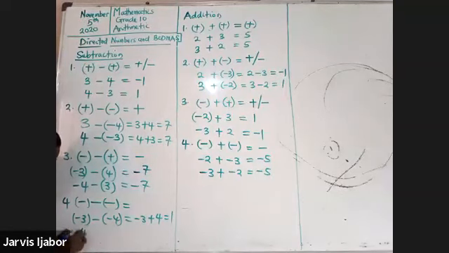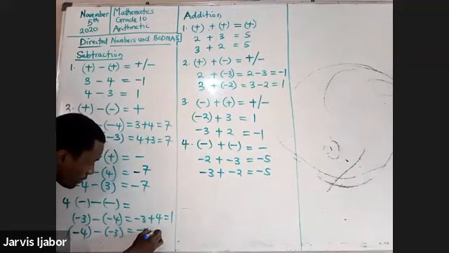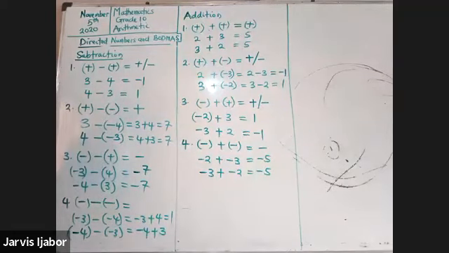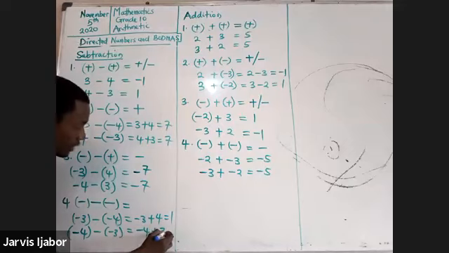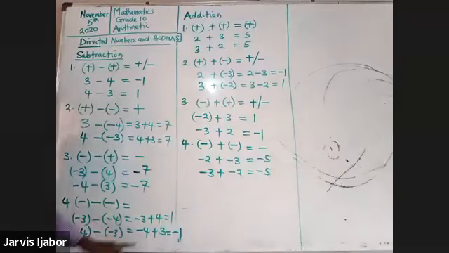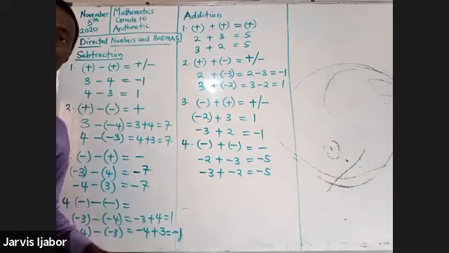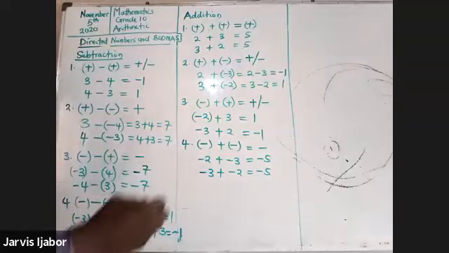Now, what about if I have this? What does that give me? That will give me negative 4 plus 3. And what will the answer look like? The answer will be what? Negative 1. Why? Because the negative is greater than the positive. That's for what? Subtraction.